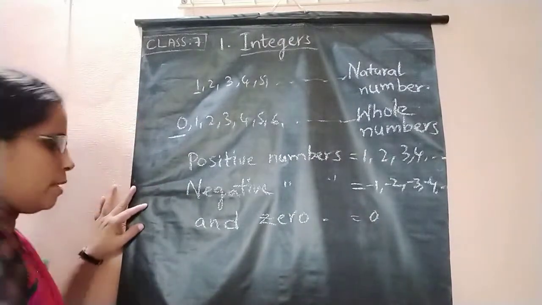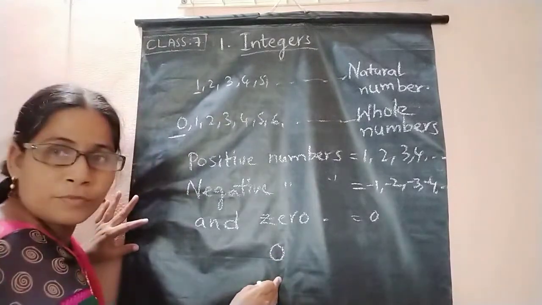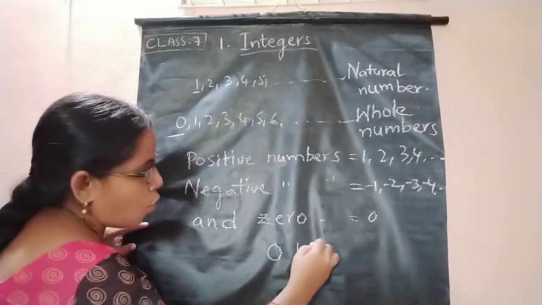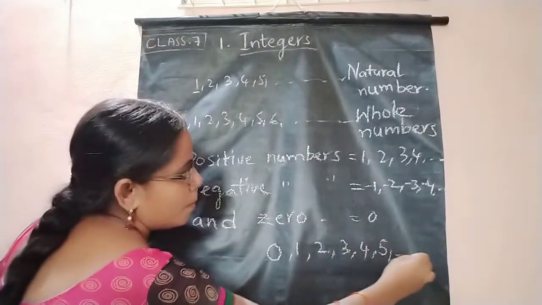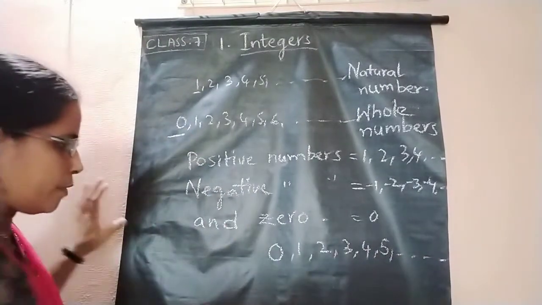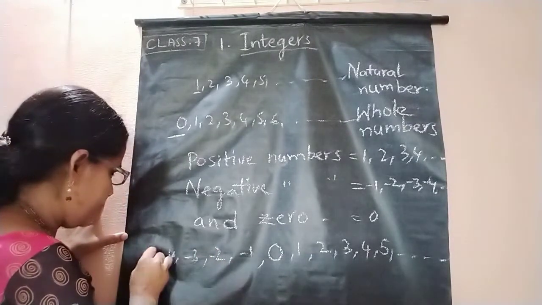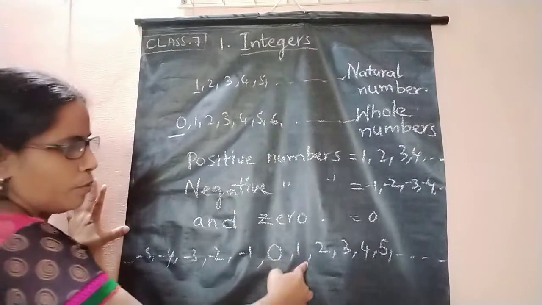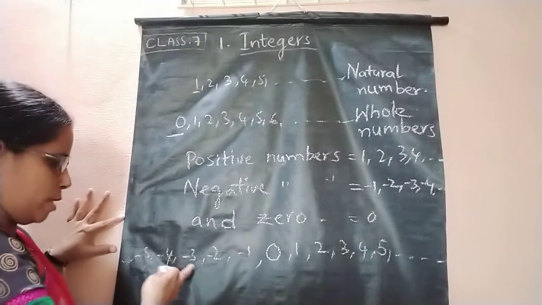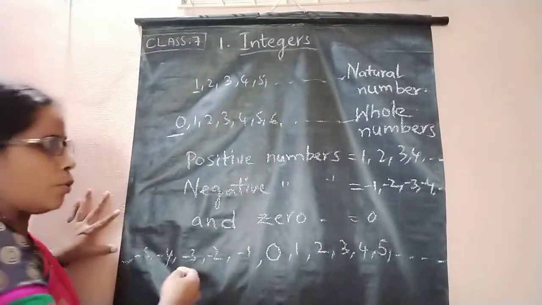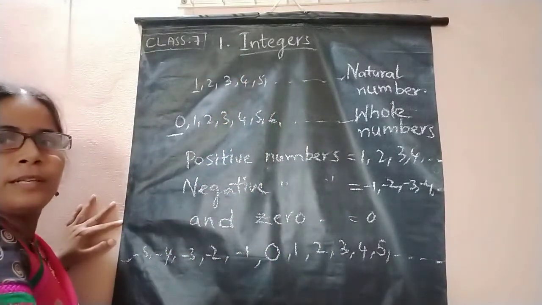So this is the 0. We should take the middle as 0. The right side of 0 are all positive values. The left side of 0 are all negative values. Like this: 0, 1, 2, 3, 4, 5 and so on. On the left side, minus 1, minus 2, minus 3, minus 4, minus 5 and so on. So these numbers are called integers. This is our chapter. Okay.